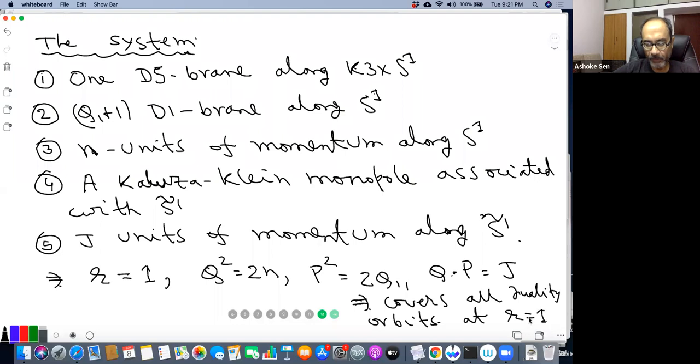As I said, the counting so far has been done only for the r equal to 1 states. So even though this looks like a very particular kind of system, using S and T duality, one can show that doing the counting for this is enough to cover all the r equal to 1 states, because you have covered all values of Q square, P square, and Q dot P.